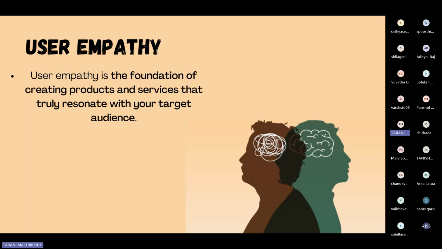So let me tell you the qualities we need to cultivate user empathy among us. So firstly, we need active listening. So we should listen to the consumers or customers, and secondly we need user observation. We should observe everything in detail, and then we need to create an empathy map to visualize user attitude and map out the user journey to identify pain points and moments of delight.